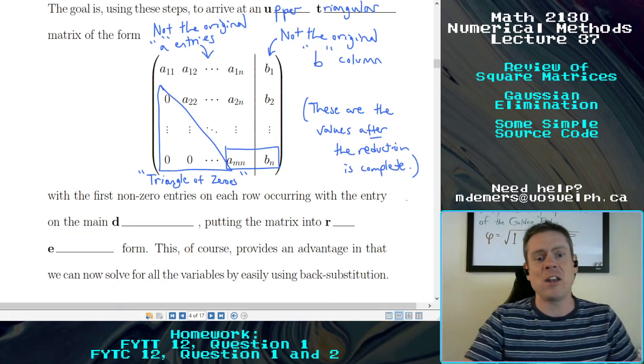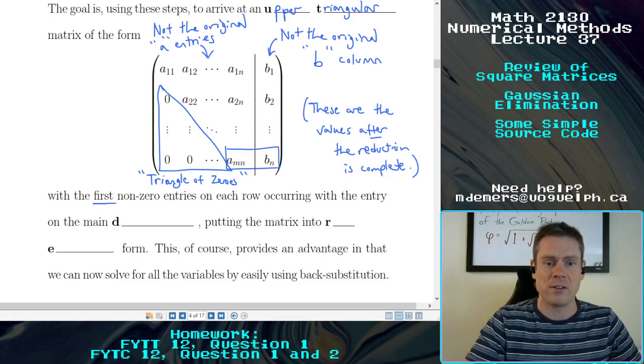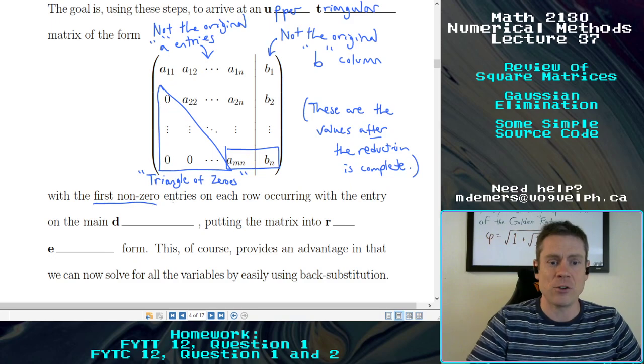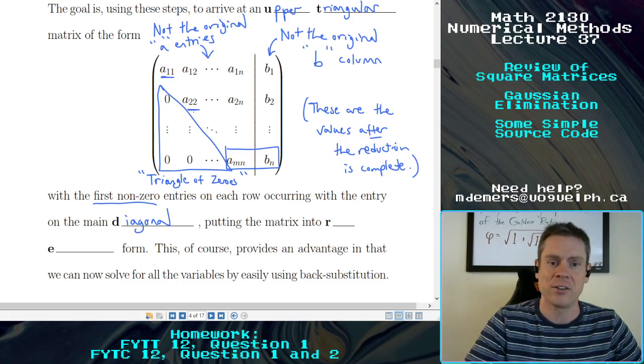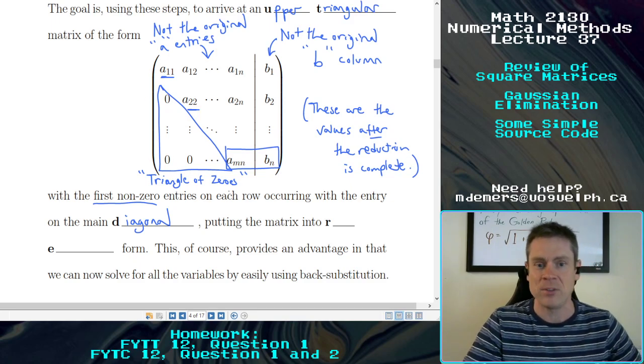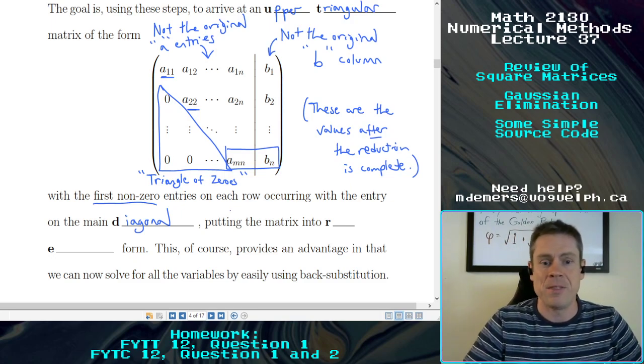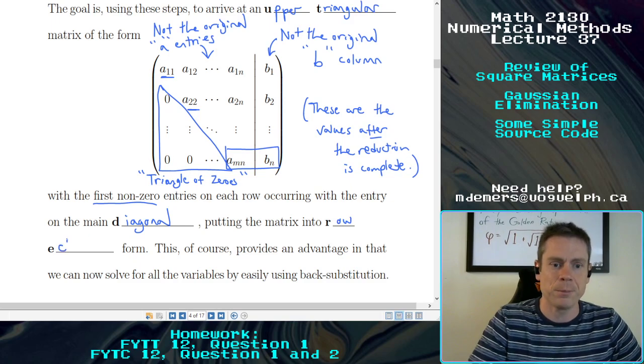So the point is that the first non-zero entries on each row have to occur with the entry on the main diagonal. So the diagonal entries reading from left to right are the first ones that are potentially non-zero, right? A11, A22, everything to the left of those have to be 0. That's what our goal is. That's where we want to get to. That puts the matrix into row echelon form.